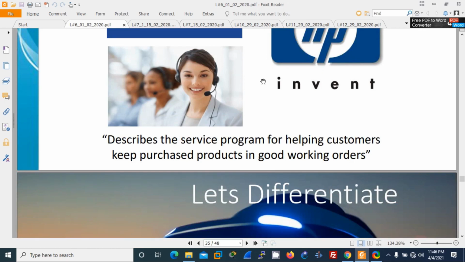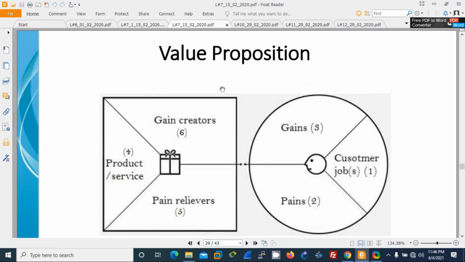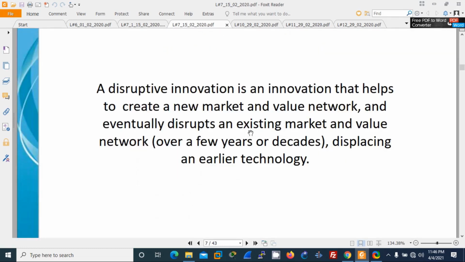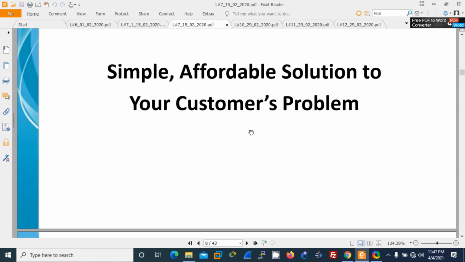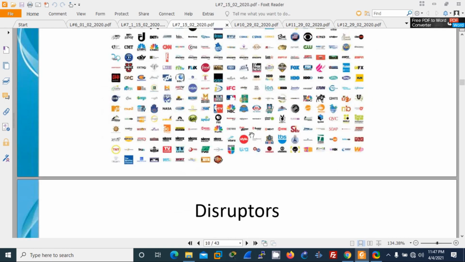Then we had a discussion about another important technique called disruptive innovation. Coming back to disruptive innovation, it's all about disrupting existing, conventional or traditional markets in order to provide more value to the customers. At the end of the day, it provides a simple, affordable solution for customer problems. Then why do we need to worry about that? Because the recent past has taught us so many lessons.